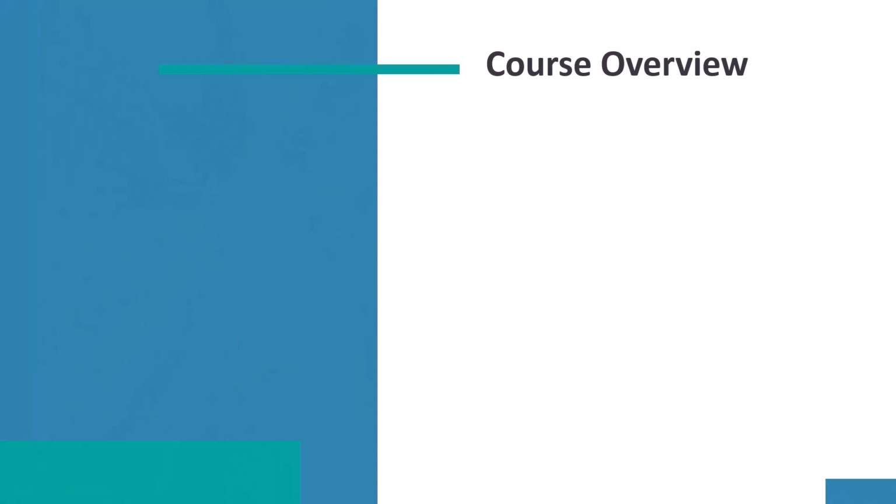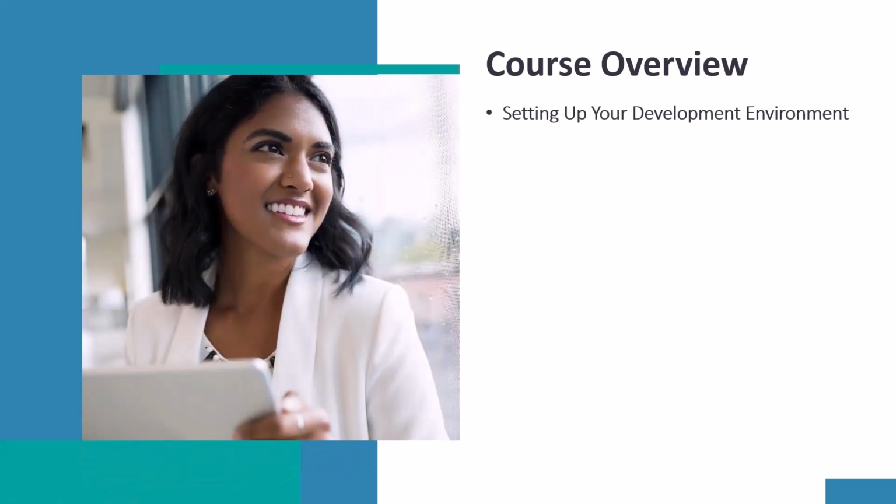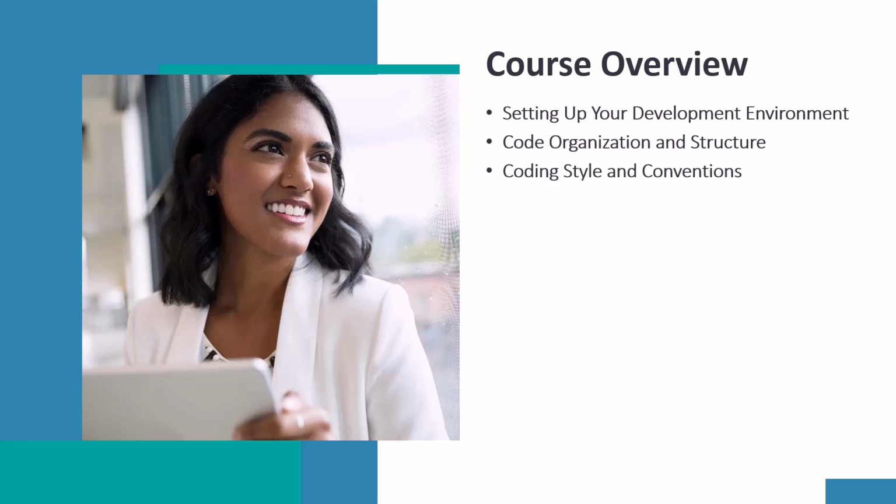Now let's start with an overview of what we'll cover in this course. Over the next several modules, we'll dive deep into various aspects of JavaScript development, including setting up your development environment to ensure that you've got the right tools and configurations to get started, including version control with Git. And learn how to structure your code for better readability and maintainability. Discover the importance of consistent coding styles and how to implement them using tools like ESLint and Prettier.